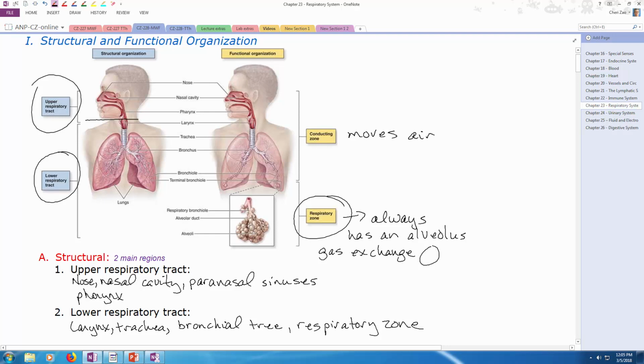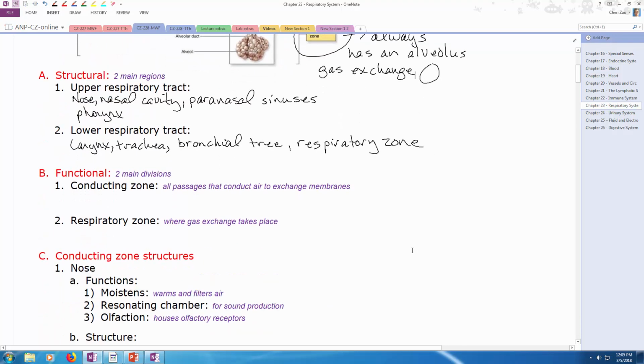And when we go down into the notes portion of our lecture material, functional, two main divisions: conducting zone, all passages that conduct air to the exchange membrane. So remember, we are moving air. We are not exchanging gases in these areas. So again, if we just write some things down: nose, pharynx, larynx, trachea, and bronchial tree.